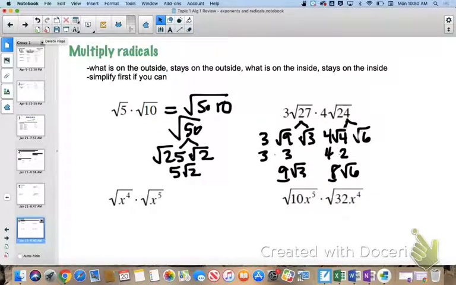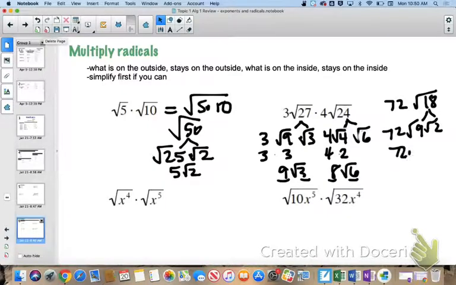Now I can do 9 times 8, which is 72. And then root 3 times root 6 is root 18. But now you're not done because root 18, a perfect square goes into that, right? 9 goes into that, so it's 9 times 2. Square root of 9 is 3. So now you've got 72 times 3 times root 2. So that is 216 root 2. A lot of simplification there.